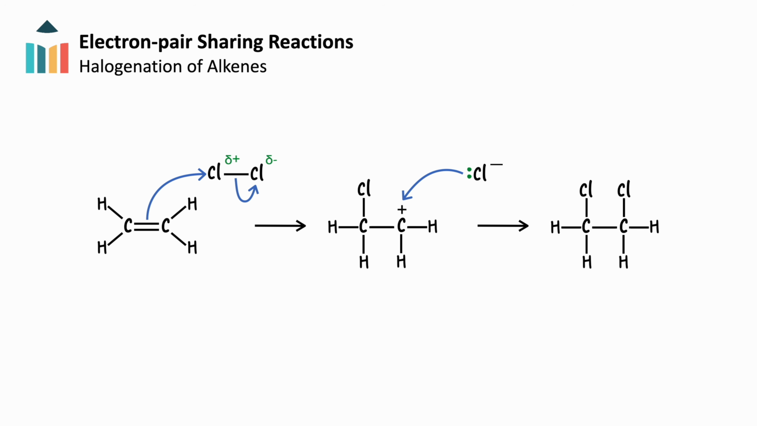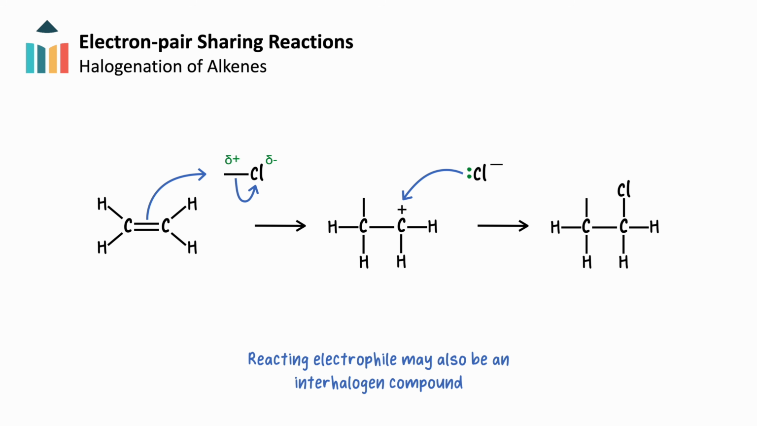The reacting electrophile could also be an interhalogen compound, such as ICl or BrCl. In these reactions, the halogen-to-halogen bond is already polar. The alkene therefore reacts with the less electronegative atom, which has the partial positive charge. For example, ethene would react with the bromine atom of BrCl, forming a carbon-to-bromine bond and a free chloride ion.